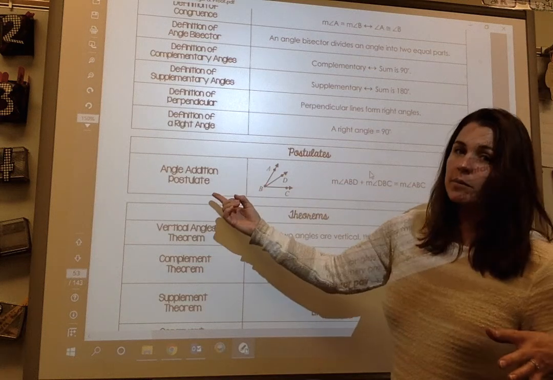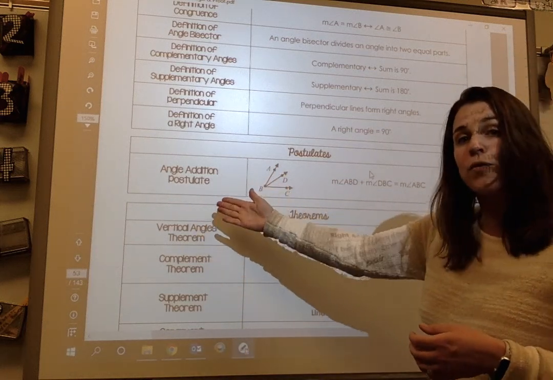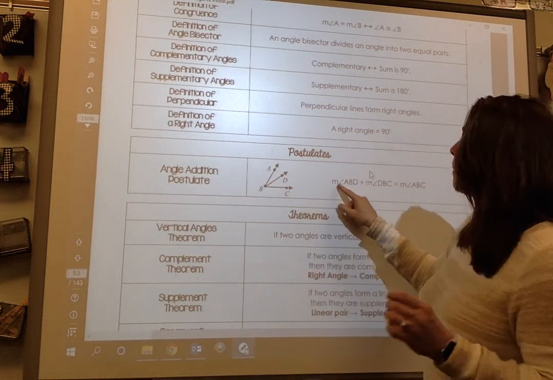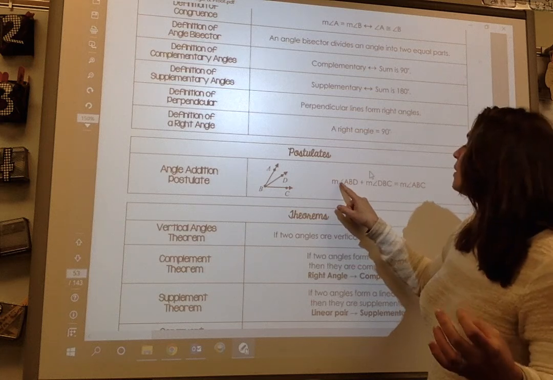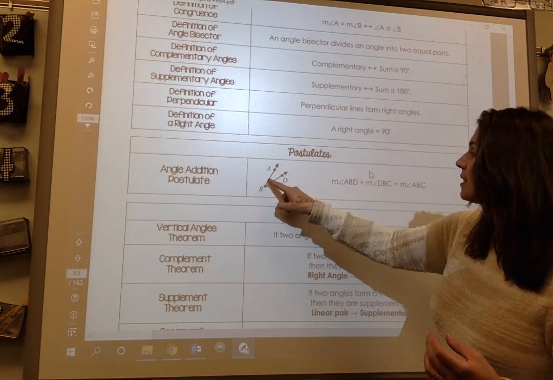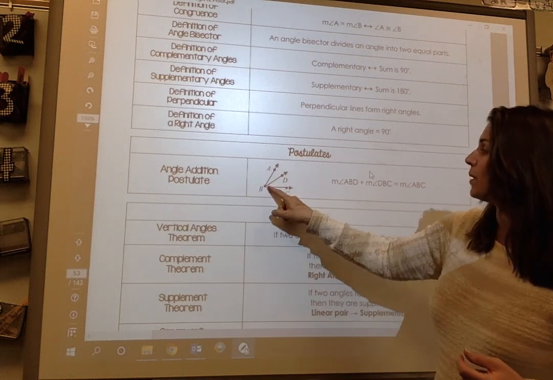Postulates, very similar to the segment addition postulate. Angle addition postulate, which we went over in Unit 1, says that the measurement, remember that M, that's key because it's numbers, the measurement of angle ABD plus the measurement of angle DBC is equal to the measurement of angle ABC.